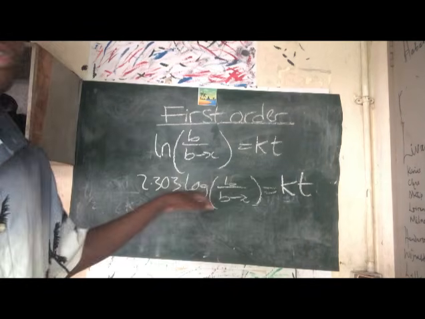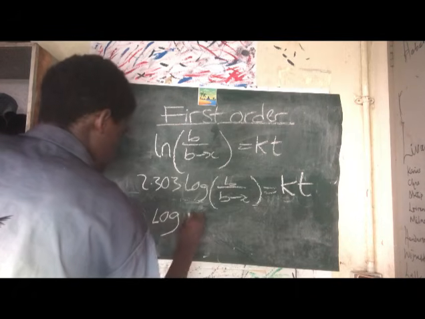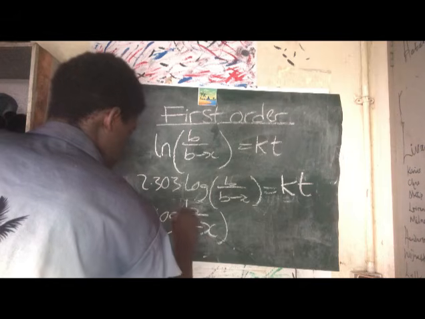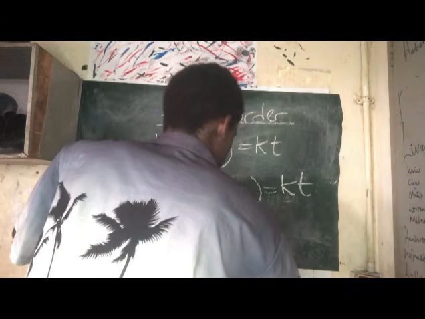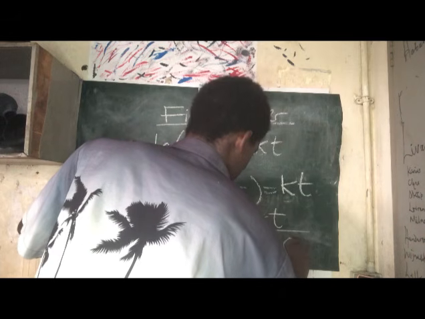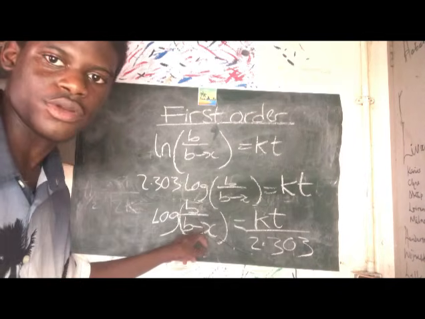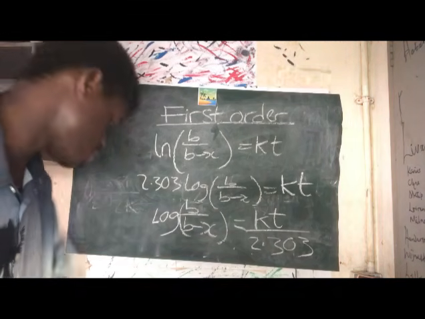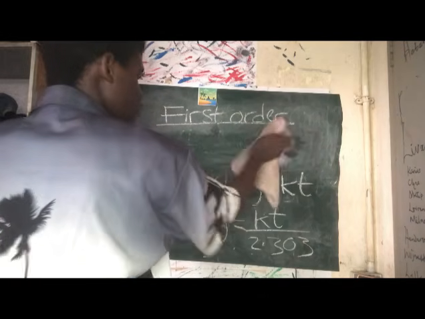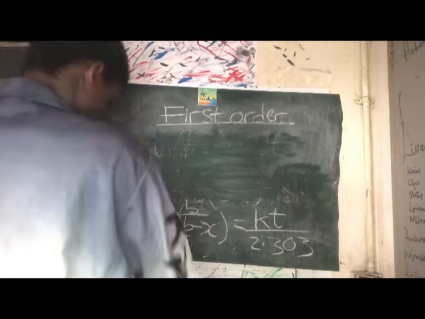So we'll just divide both sides by 2.303. That will be log b over b minus x is equal to kt over 2.303. Can you see it? Log b over b minus x is equal to kt over 2.303. So now we want to find what we are going to plot against what to give us a straight line graph.